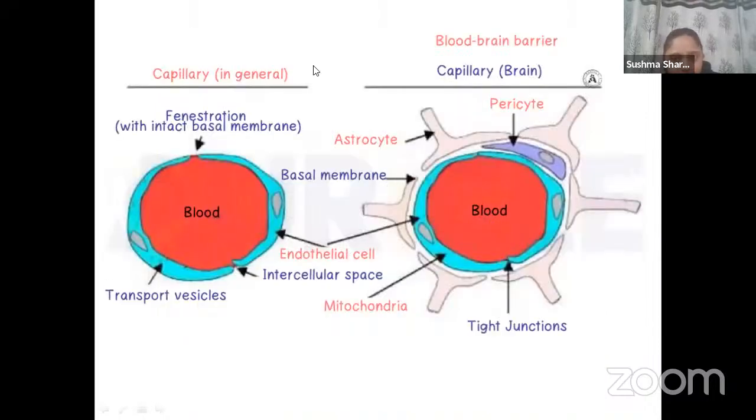This is a capillary in general. If I show you with my hand how a capillary is, this is how it is. But look at how the capillary in the brain is, how tightly it is guarded. In a normal capillary you can see an intercellular space, but there is no intercellular space here, and it is also guarded by the pericytes above with tight junctions here.